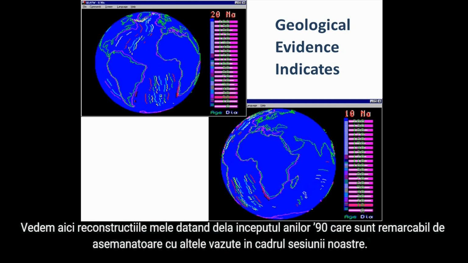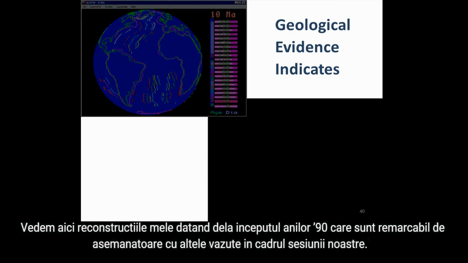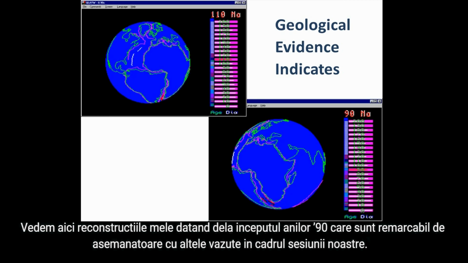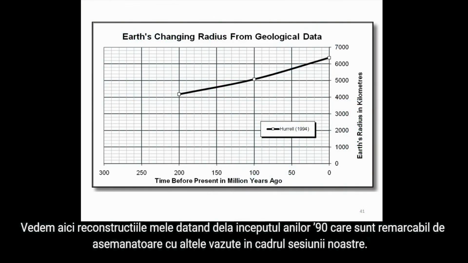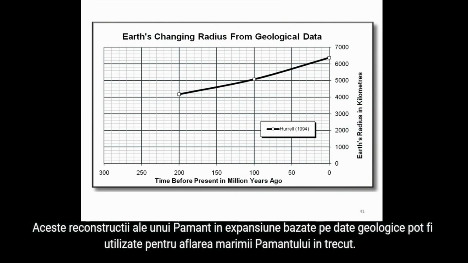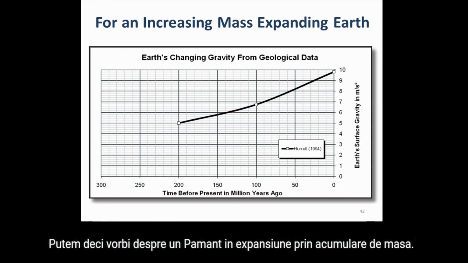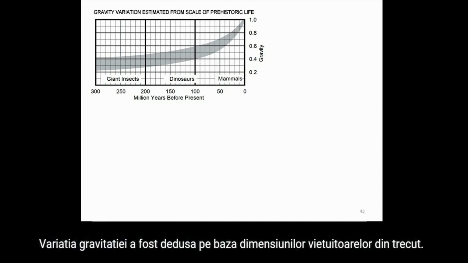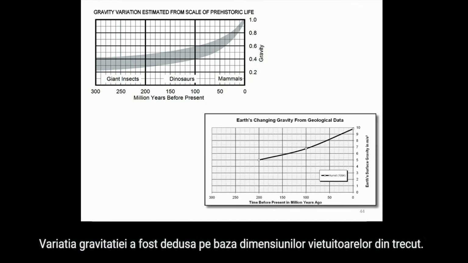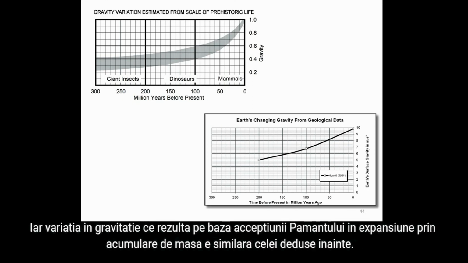These are my own reconstructions I produced in the early 1990s, but they are remarkably similar to other reconstructions we have seen at this conference. These expanding Earth reconstructions based on geological evidence can be used to estimate the size of the Earth in the past. Assuming that the Earth has increased in mass to produce the expansion indicates the gravity has increased over time. This is an increasing mass expanding Earth. The variation in gravity was predicted from the scale of ancient life, and the variation in gravity predicted from an increasing mass expanding Earth is comparable with this gravity variation.